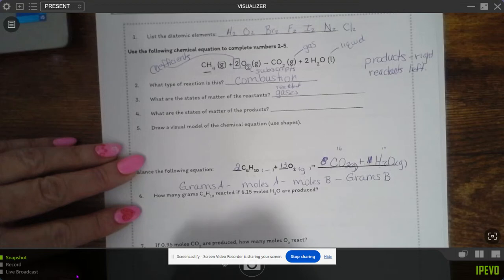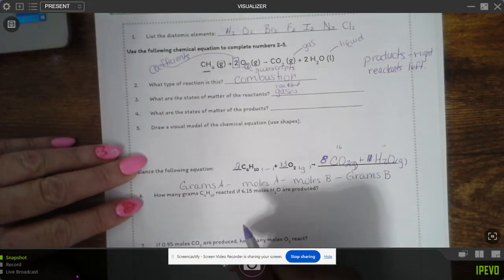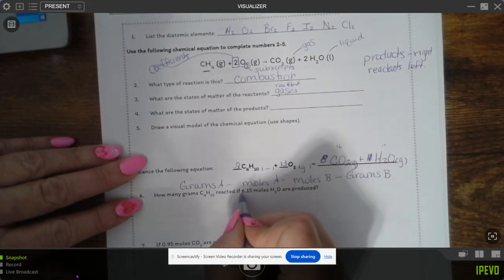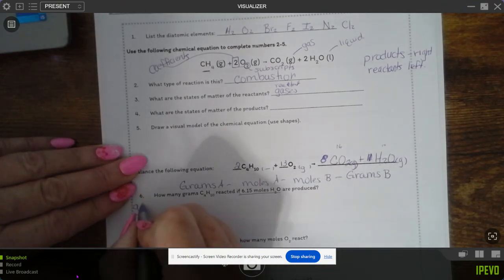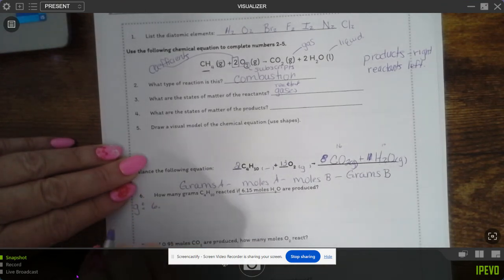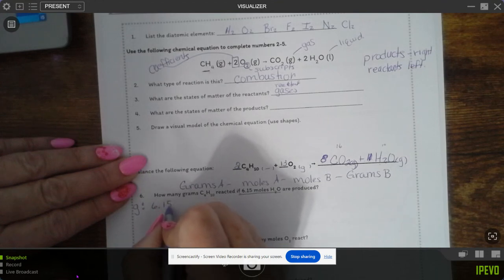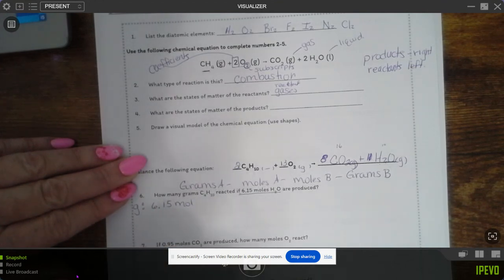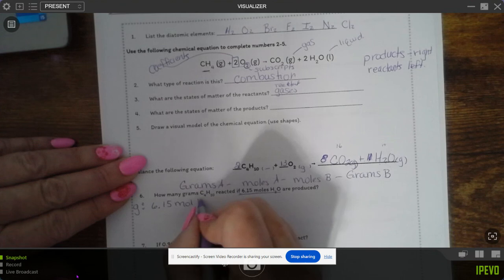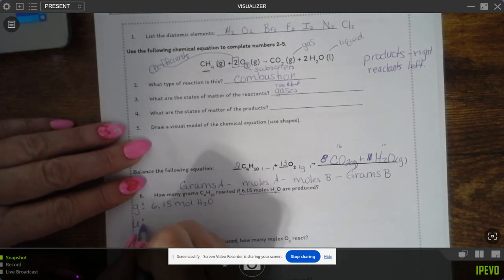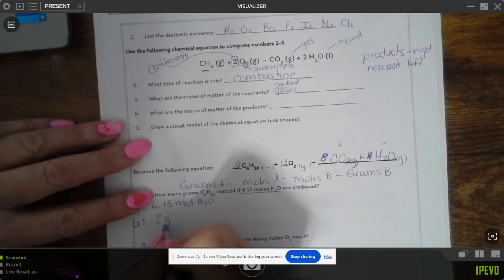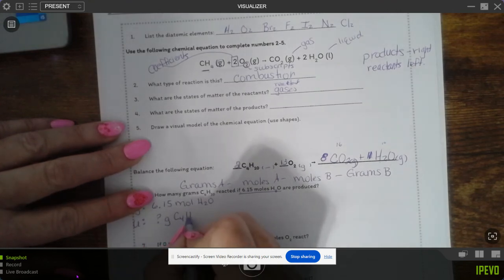Okay, now question: how many grams of C4H10 react if 6.15 moles of H2O? So our given is 6.15 moles of H2O. Make sure you read that. Don't get the wrong substance. And our unknown is going to be grams of C4H10.